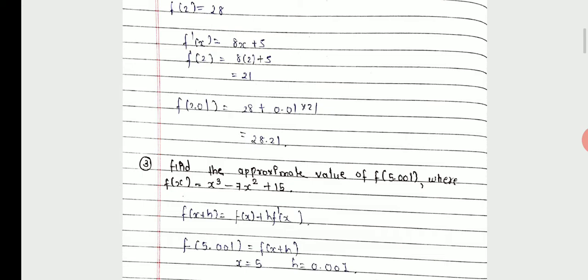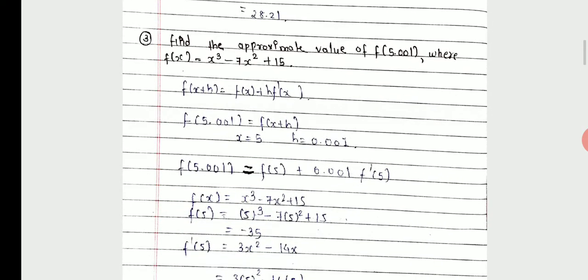Now let us see question 3. Find the approximate value of f(5.001) when f(x) = x³ − 7x² + 15. Let us write the formula f(x + h) = f(x) + h f'(x). Then f(5.001) = f(x + h), where x = 5, h = 0.001. Then f(5.001) = f(5) + 0.001 f'(5).